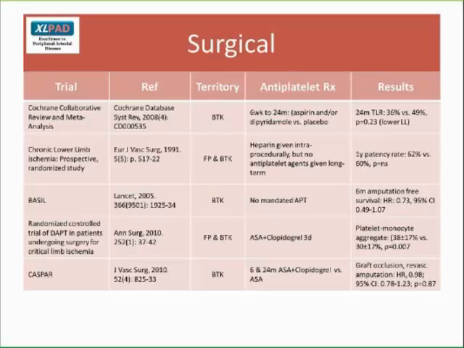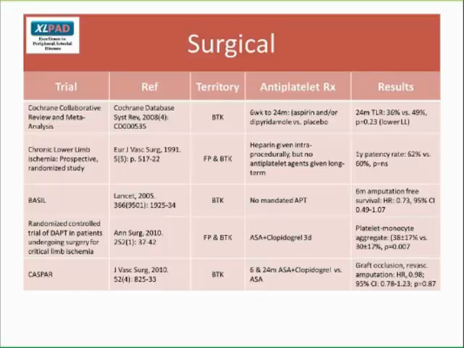And in contrast to that, the randomized trial published in the Annals of Surgery, a randomized controlled trial of DAPT in patients undergoing surgery for critical limb ischemia. Of course, a smaller study than BASIL, and it did require at least 3 days of aspirin and clopidogrel dual therapy prior to the procedure, and then aspirin monotherapy following surgery. And in that study, both clinical and biomarker endpoints were met. It did show that there was less platelet monocyte aggregation, leading to lower need for revision of the graft over 1 year.